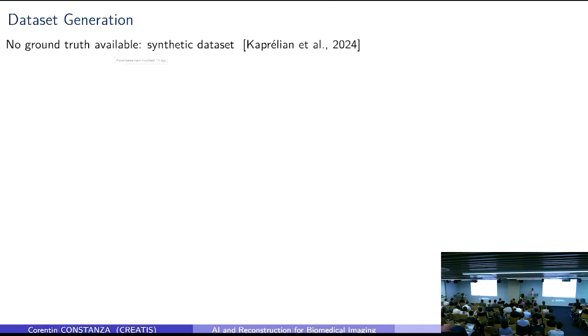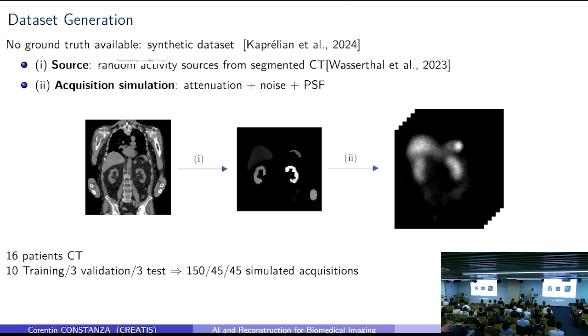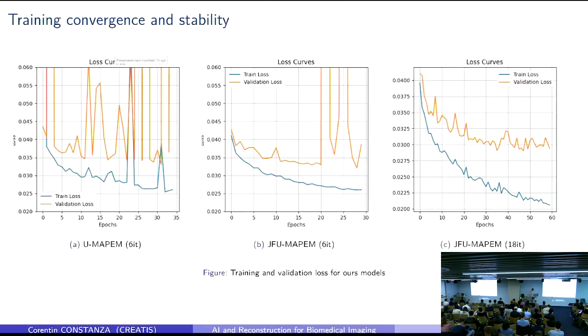So it is still a supervised training task, so we still need a dataset. We have no ground truth, as I said. So we basically use the work of Caprelian in 2024 to build a synthetic dataset in 2 steps. The first step, we generate sources from segmented CT. And then we simulate the acquisition with noise, attenuation, and PSF. It can be done analytically or with Monte Carlo simulation. So this we don't really care.